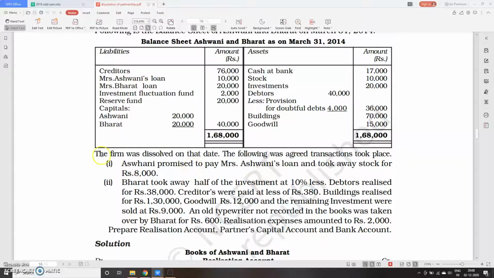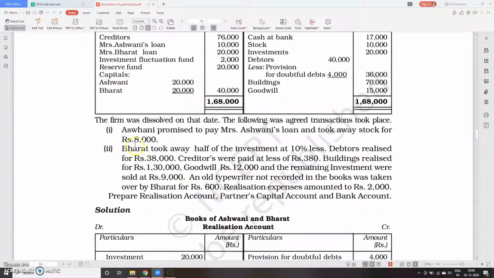Now let us go through the adjustments, what they say. The firm was dissolved on that day. The following was agreed, transactions took place. Number one, Ashwani promised to pay Mrs. Ashwani's loan. Mrs. Ashwani's loan was supposed to be paid in cash, but it was taken over by Ashwani himself.